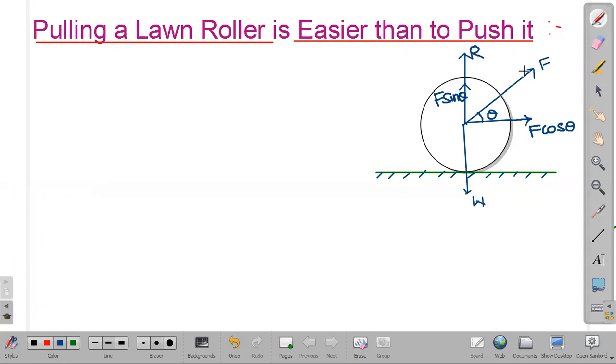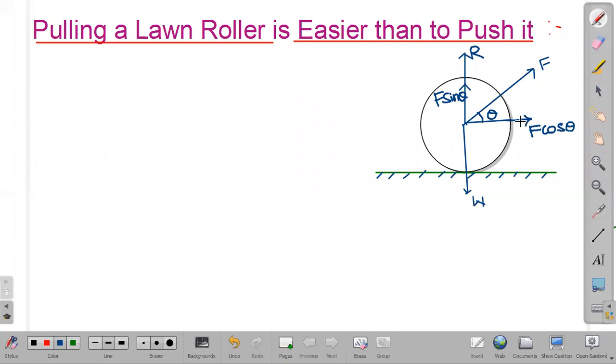If I pull it in this particular way, whatever I applied, the pull, is nothing but force. So whatever force I am applying in this direction is F, and that F is making an angle theta with the horizontal. If I resolve this F into two components, we will be getting F cos theta and F sin theta. That is what we have in the diagram. Now, when we are pulling it, the horizontal component is F cos theta.